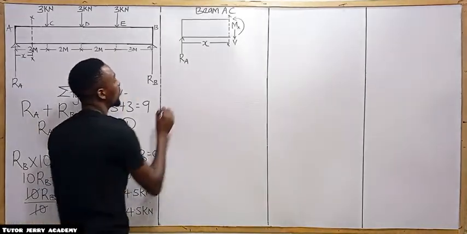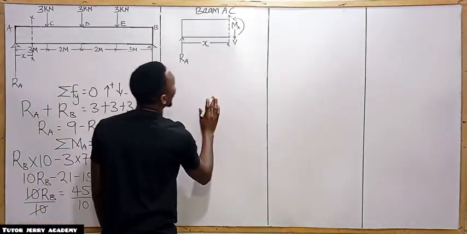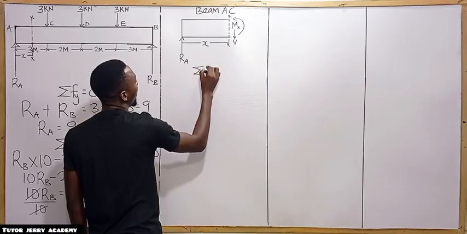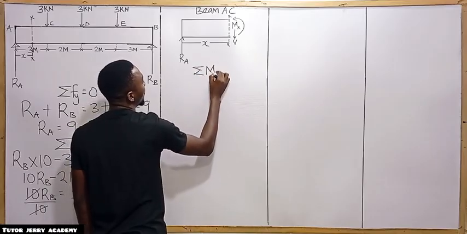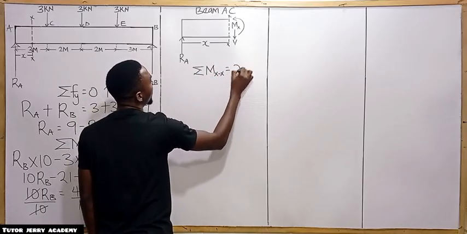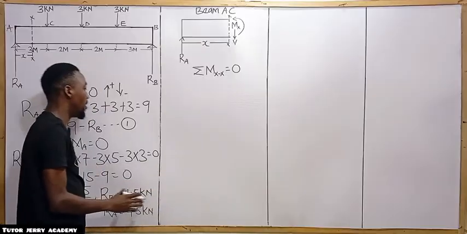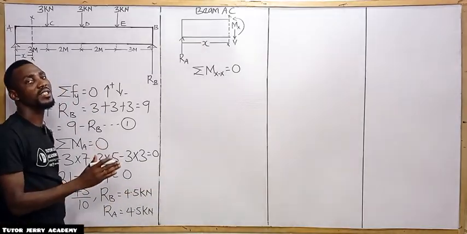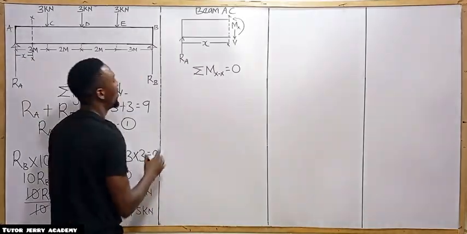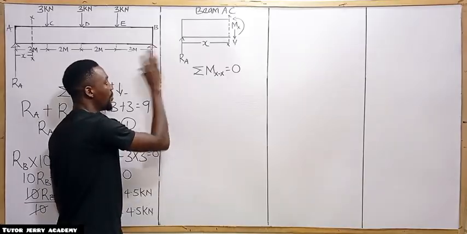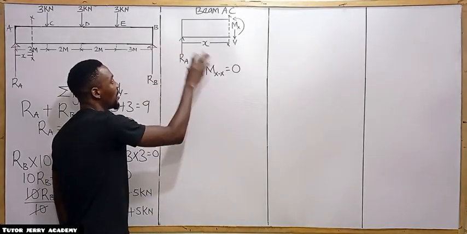All right, so now what we are going to do next is take our moment about section SS, and we are equating it to 0. Here, upward force still remains positive, downward force still remains what? Negative. So the moment produced by our upward force here will be positive, and the moment produced by our downward force here will be negative.